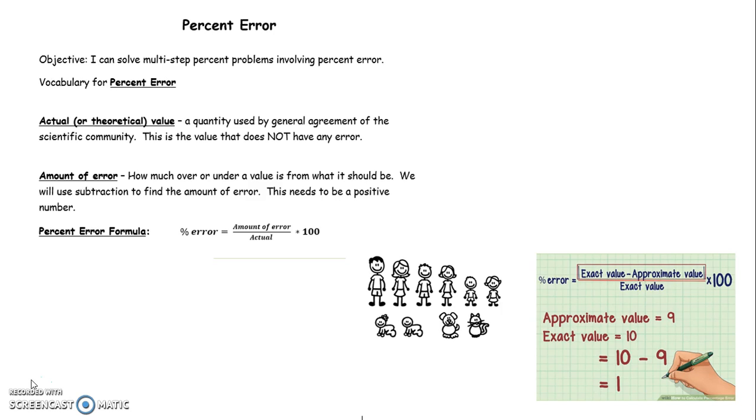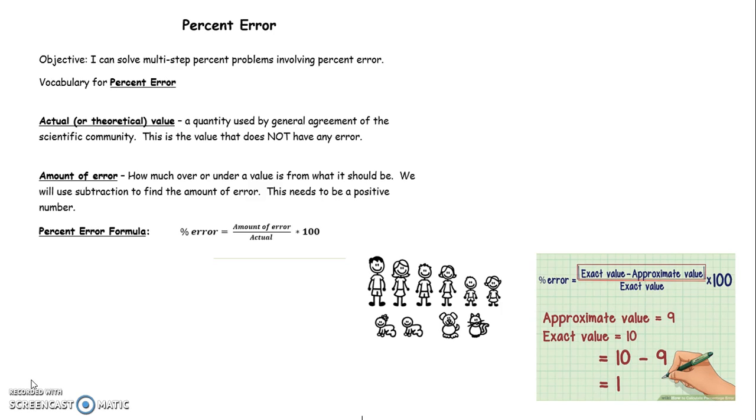That's the actual value. You do an experiment, you're going to have some amount of error, how much over or under a value is from what it should be. So when you do your experiment, how far above or below the actual density of aluminum did your experiment come out for the density?